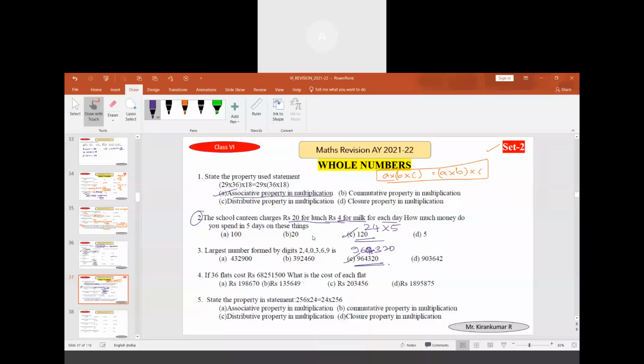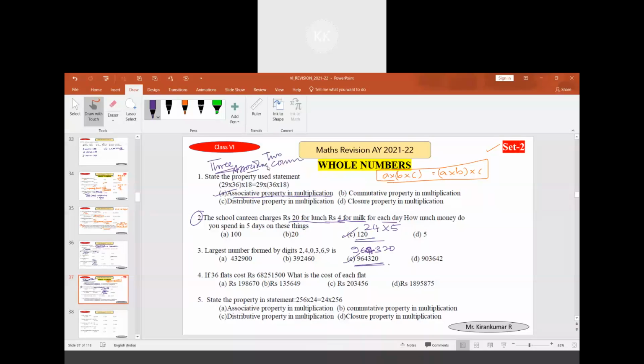Doubt, sir? This is division. The associative property is only applied for 3 numbers. Associative property is for 3 different numbers. For 2 numbers, we use commutative. This is for associative.